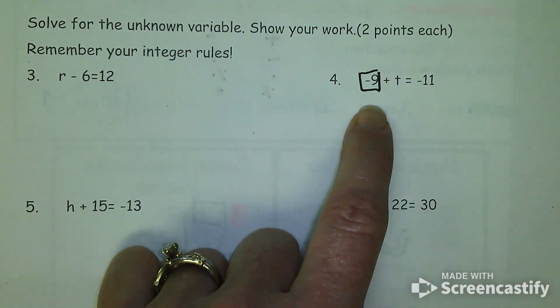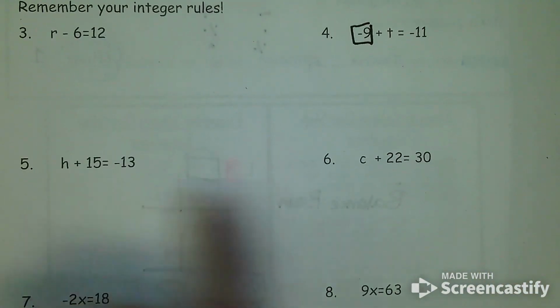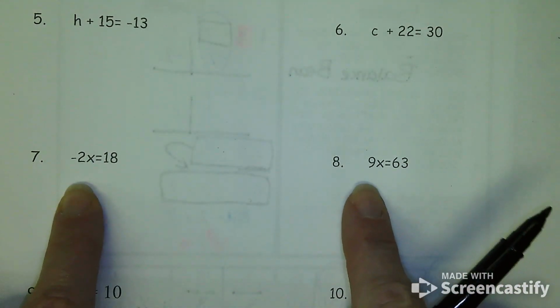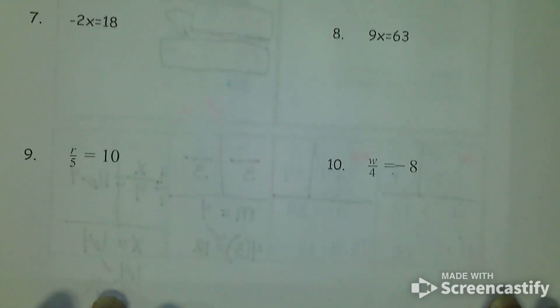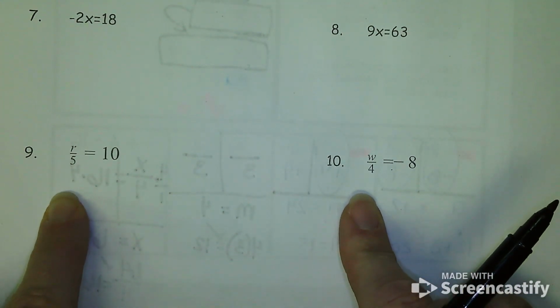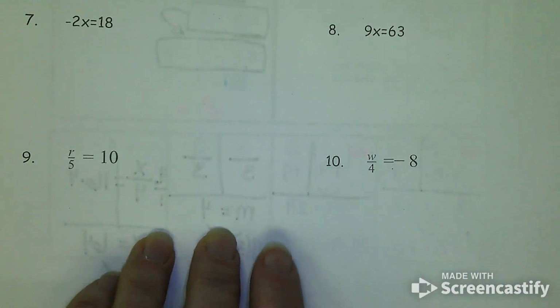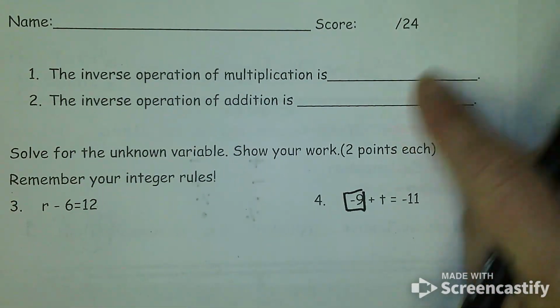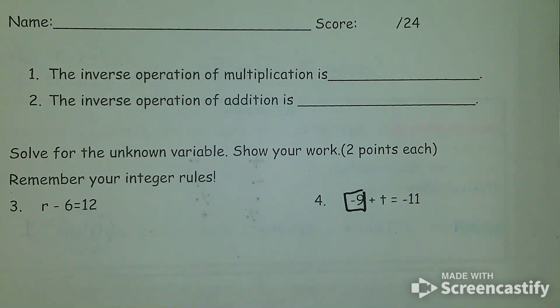You want to get rid of the negative 9. We have an adding. We have 2 multiplications that are undone by division. We had 2 divisions that are undone by multiplication. So I'd like you to pause the video, complete these 2 words at the top, these 2 vocabs, and complete the problem. When you're done, you can check with me for the answers.